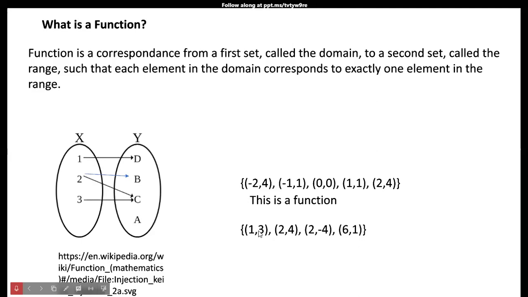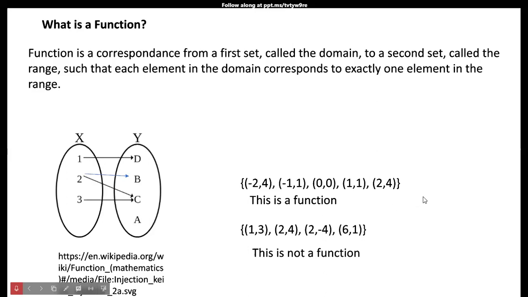And if you see here, we have 1, 3, 2, 4, 2, -4, 6, 1. Here 2 is mapped to 4 and 2 is mapped to -4. That is one x value mapped to two y values, or one domain element mapped to two range elements. So this is not a function. Okay, so that's sets of points.